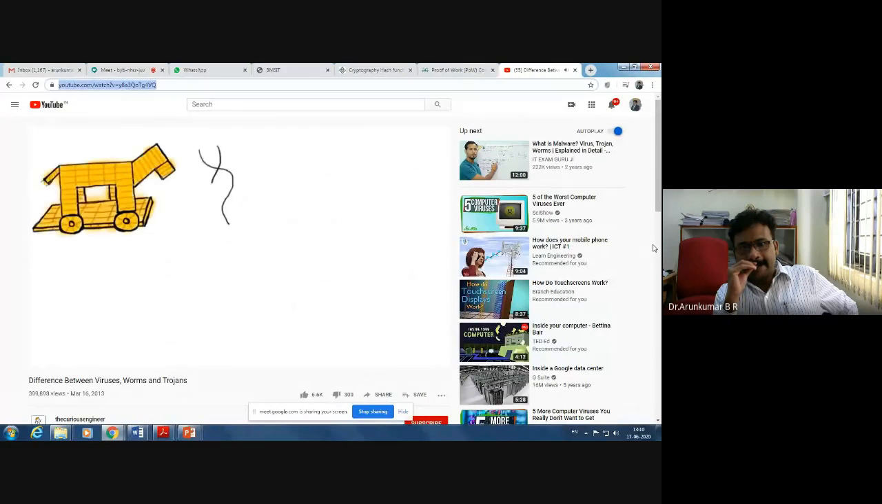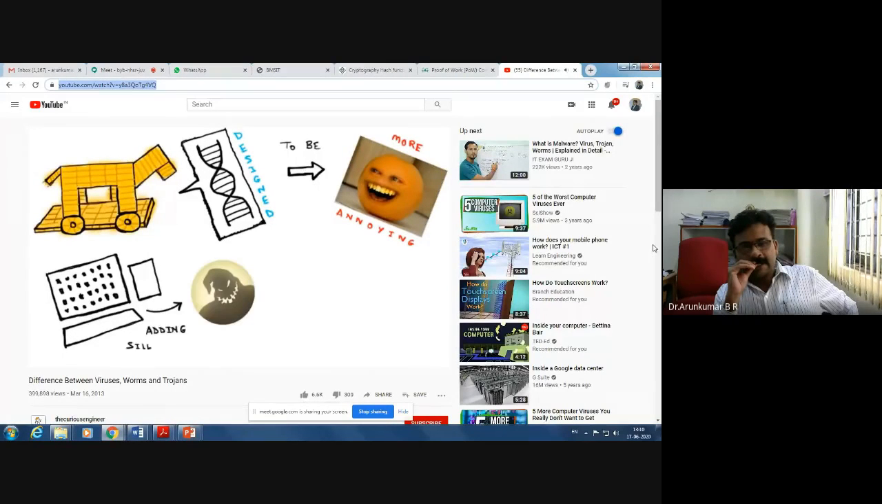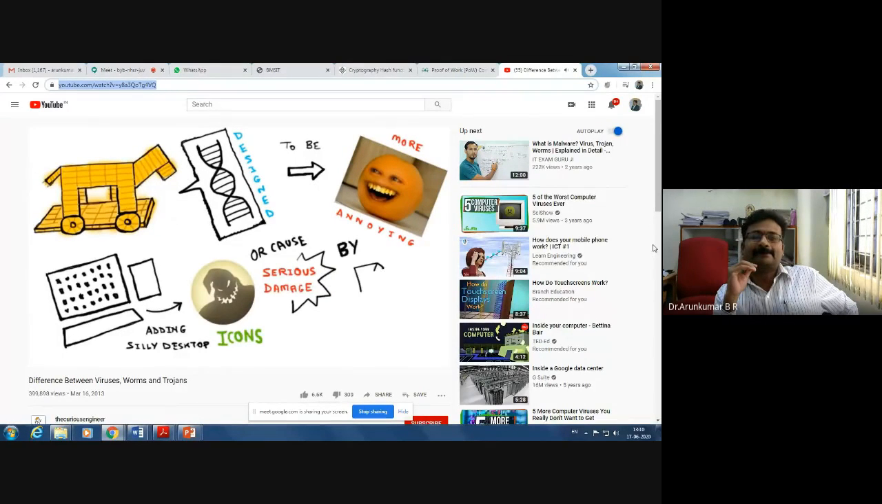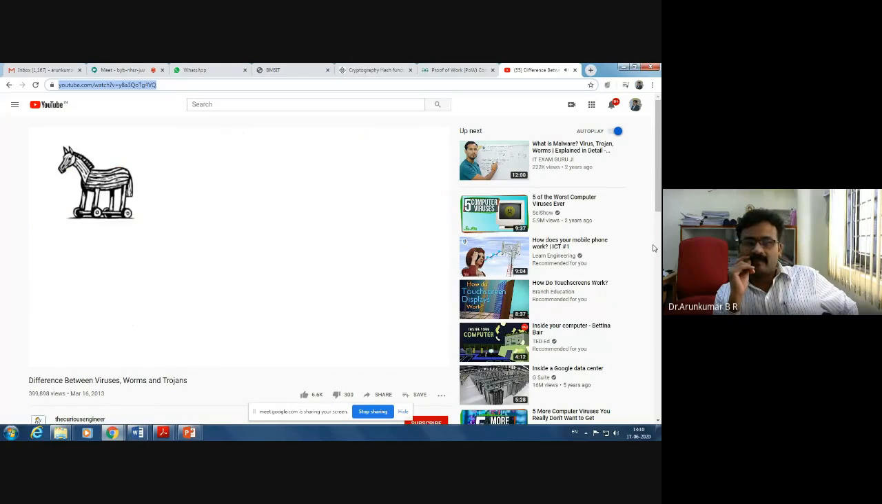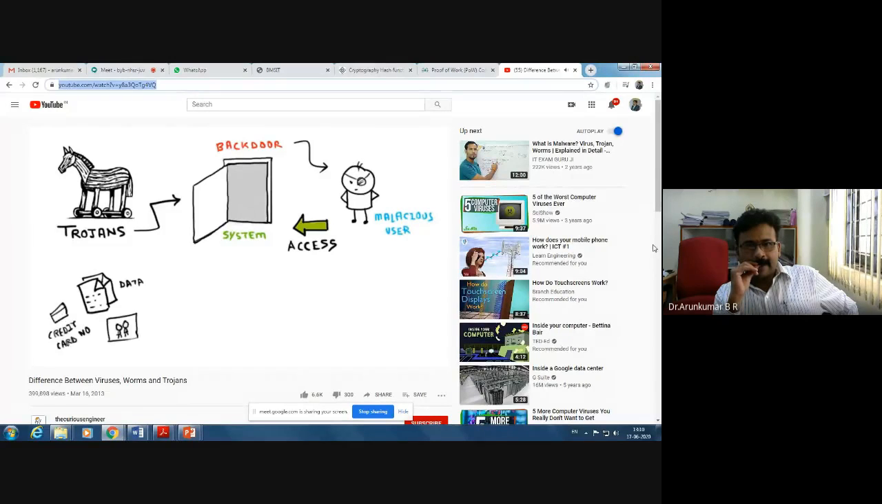Some Trojans are designed to be annoying, like changing your desktop, adding silly active desktop icons, or they can cause serious damage by deleting files or destroying information on your system. Trojans are also known to create a backdoor on your computer that gives malicious users access to your system, possibly allowing confidential or personal information to be compromised.